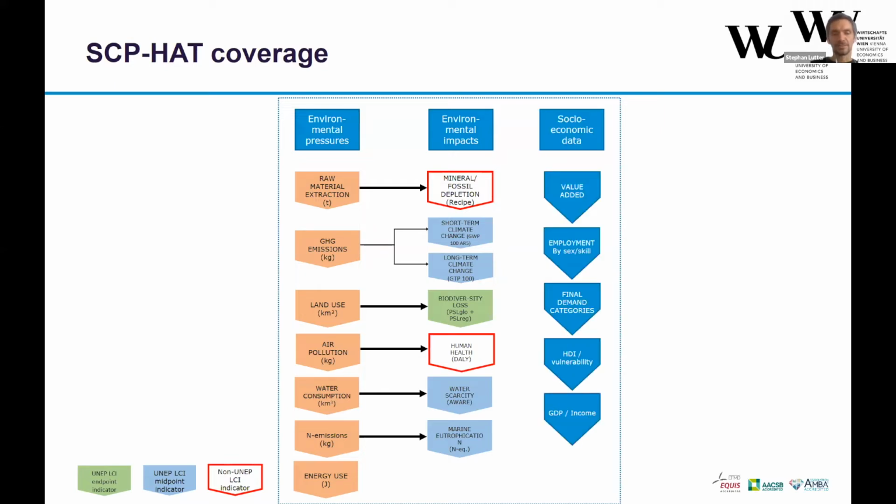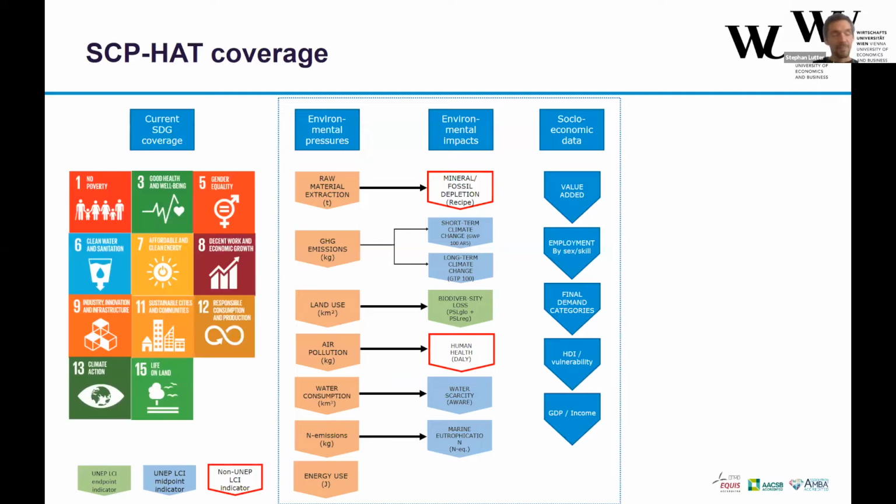And this is further extended by socioeconomic data on value added created, on employment by sex and skill, on final demand categories, the Human Development Index, vulnerabilities in socioeconomic terms, and of course GDP and income. By that means we believe that we can provide information related, directly or indirectly related, to a large number of SDGs.